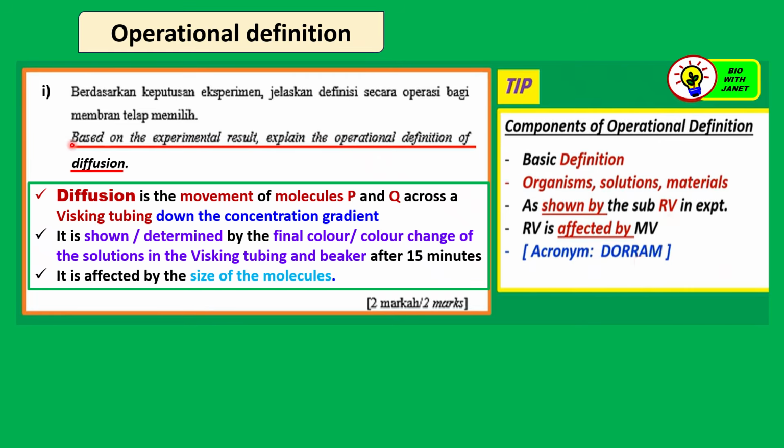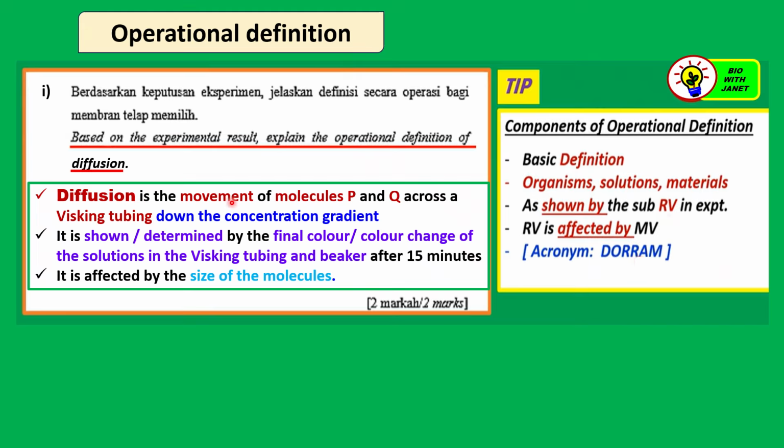Firstly, start with the term that you are going to define. Diffusion is, or whatever the term is. So diffusion is the movement of molecules P and Q across a Visking tubing down the concentration gradient. Now, if you look at the textbook definition of diffusion, it says that diffusion is the movement of molecules from an area of higher concentration to an area of lower concentration, down the concentration gradient. So we adapt it.